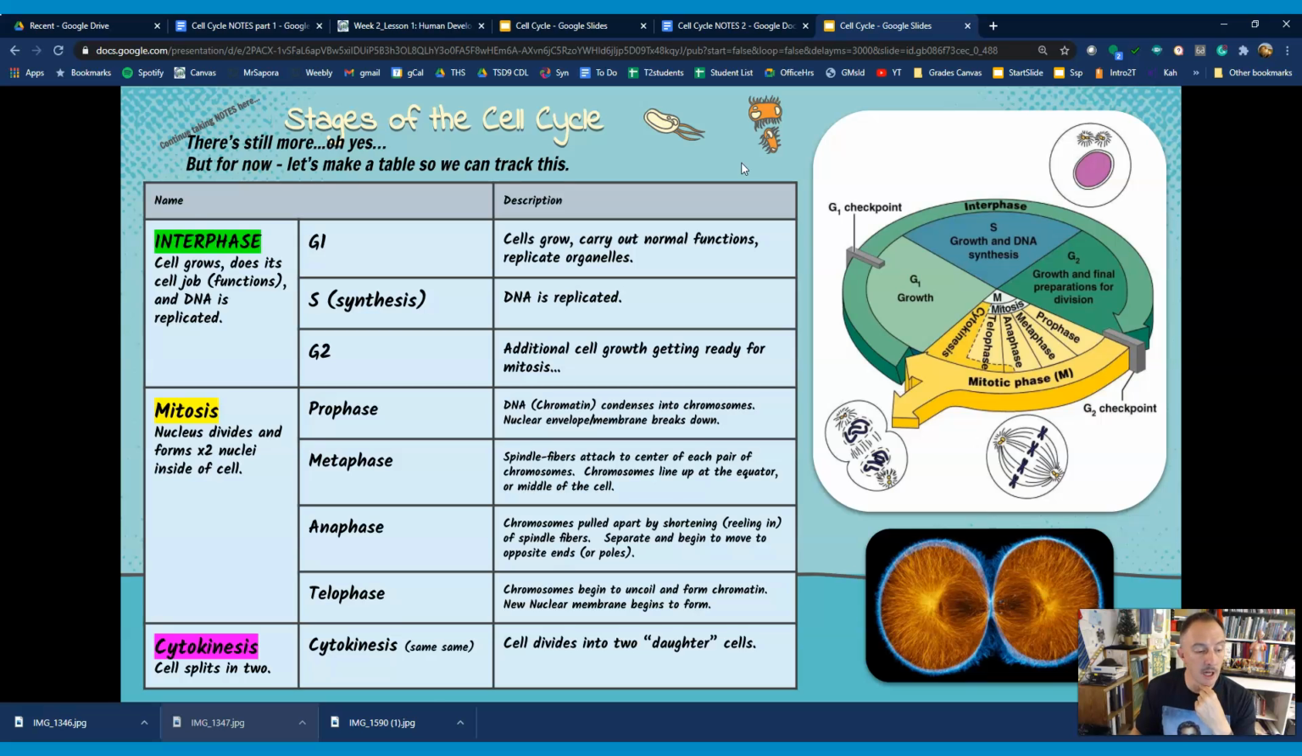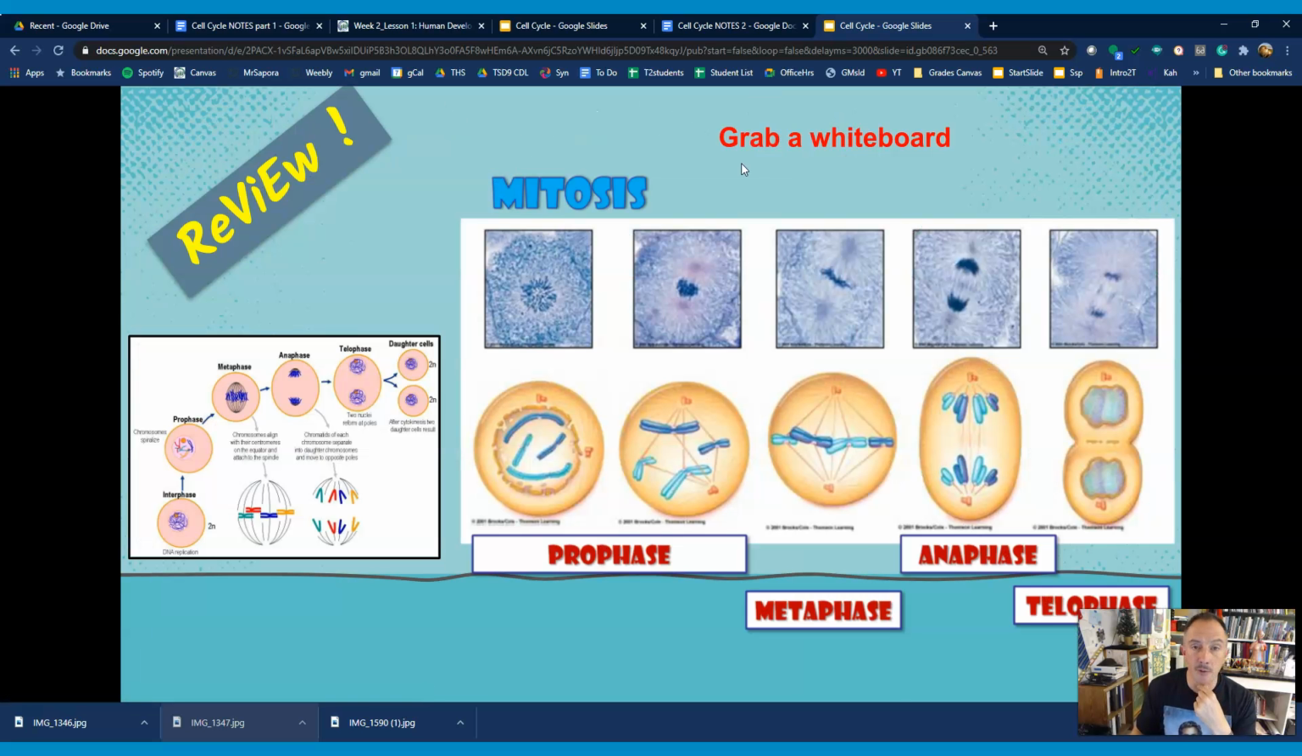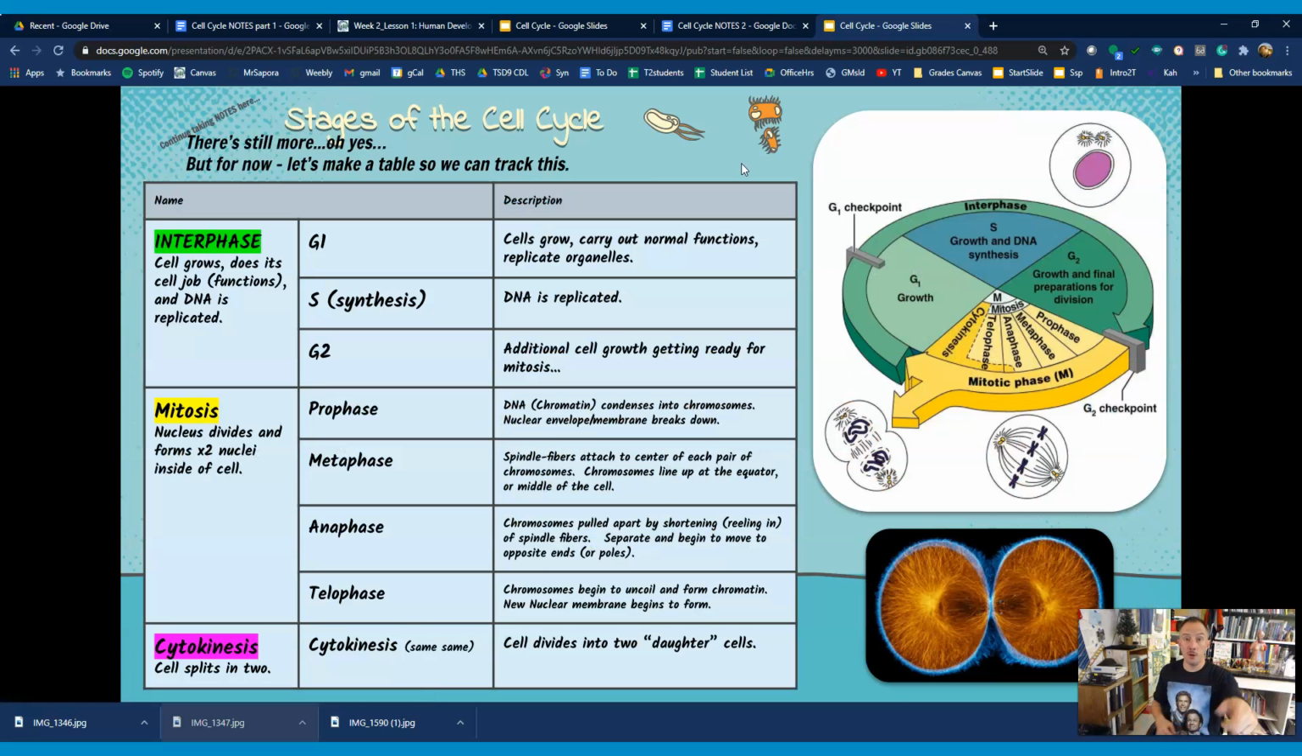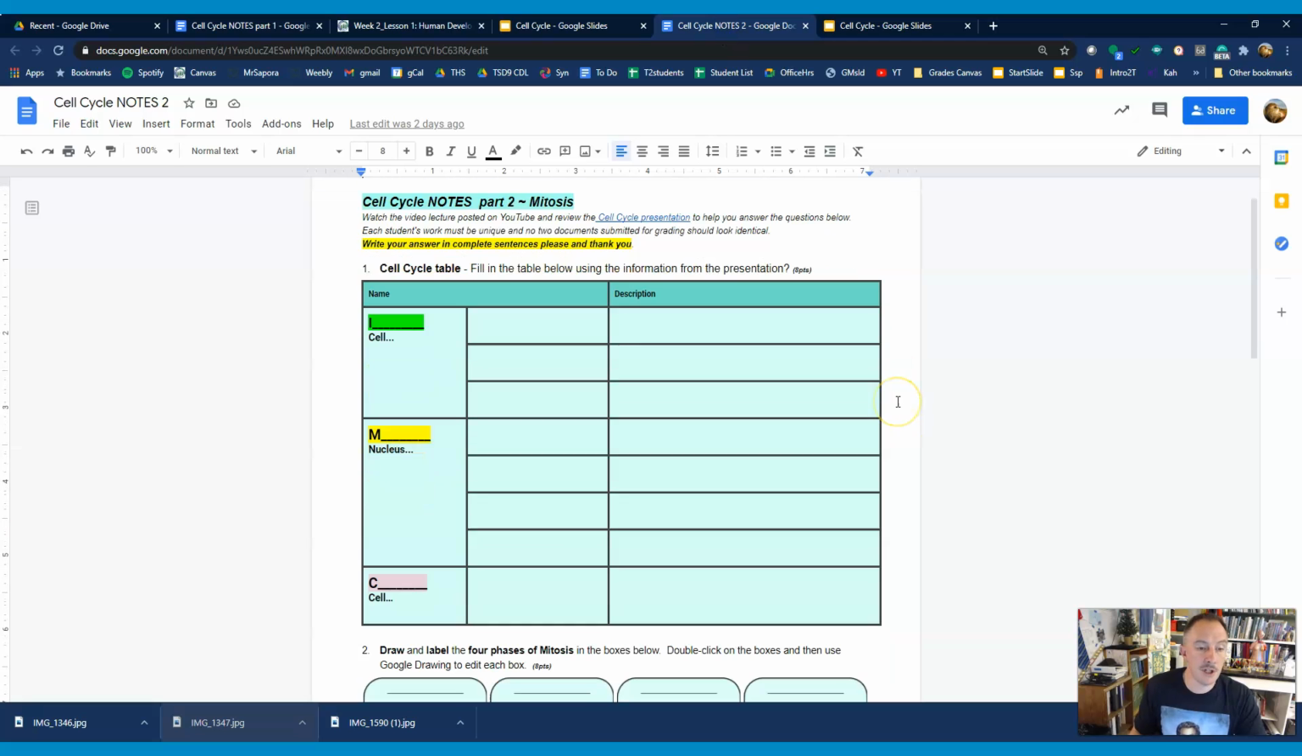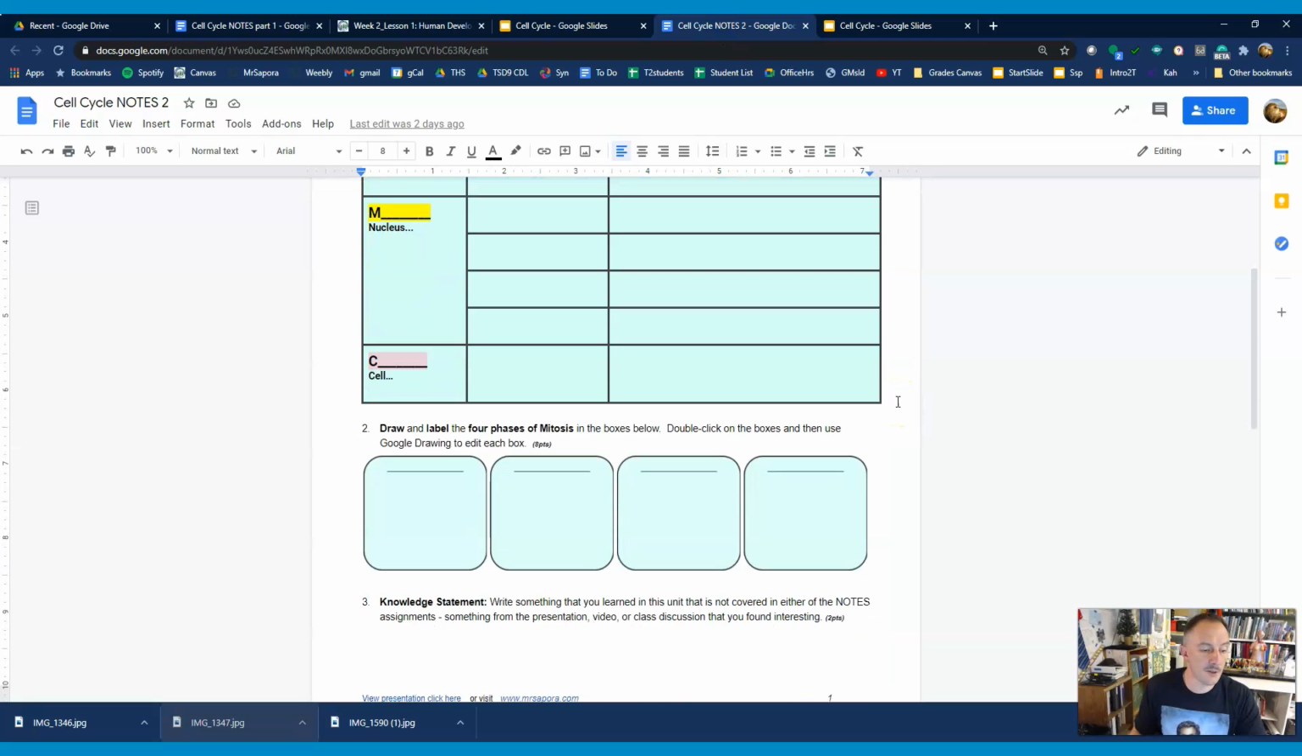Okay, so here we go. You got that table, and I have a review set up, and so we'll do the review actually during a class meeting, our second class meeting of the week. So take notes, fill this out. Here is the note sheet that you are filling out for this one.